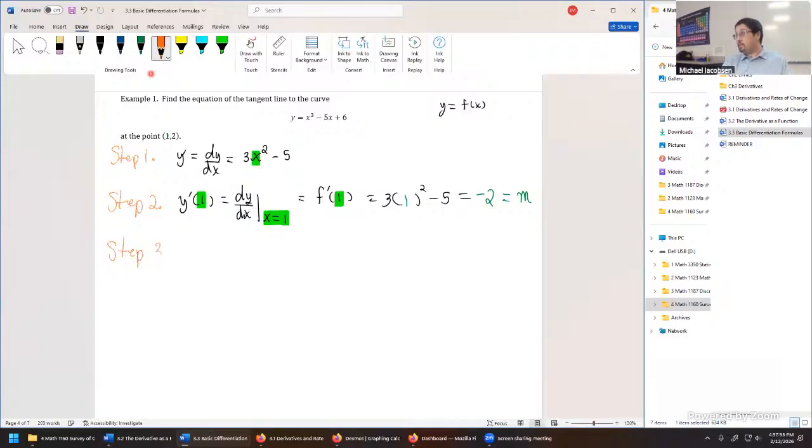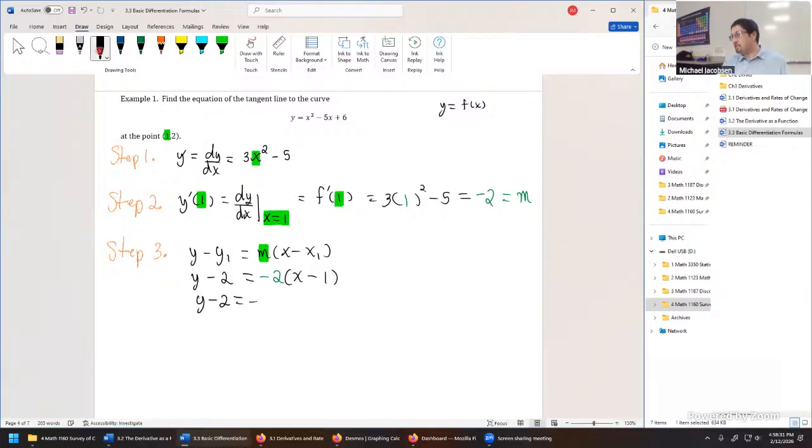Step 3, we're just finishing it off. So I would go y minus y1 equals the slope m times x minus x1. We already have the slope m, and we were provided with the y1, x1 values. They're right up here. So now we have y minus 2 equals slope m for -2 times x minus 1. So now we can finish this off.